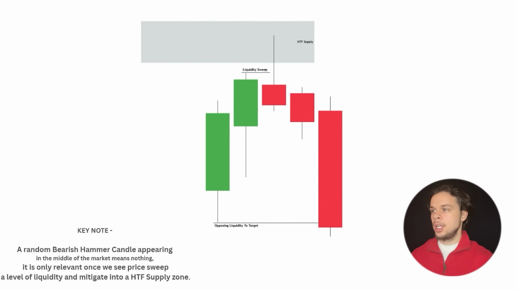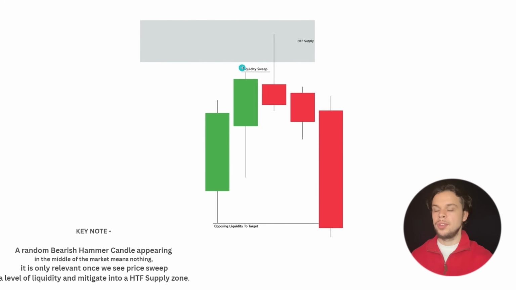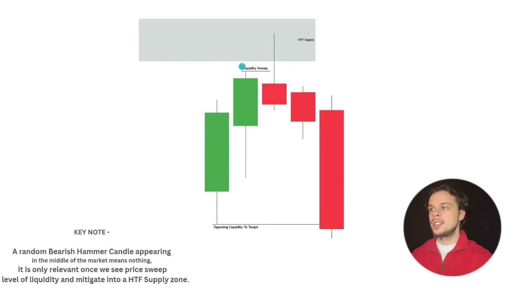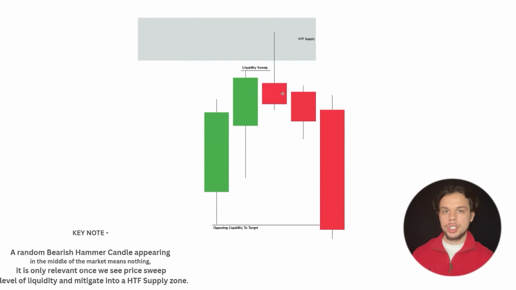And again, the key note is a random bearish hammer candle appearing in the middle of the market means nothing. It is only relevant once we see price sweep a level of liquidity and then mitigate into a higher time frame level of supply. And then we see that actual bearish hammer candlestick form representing that rejection, which is giving us the confirmation to look for the sells.